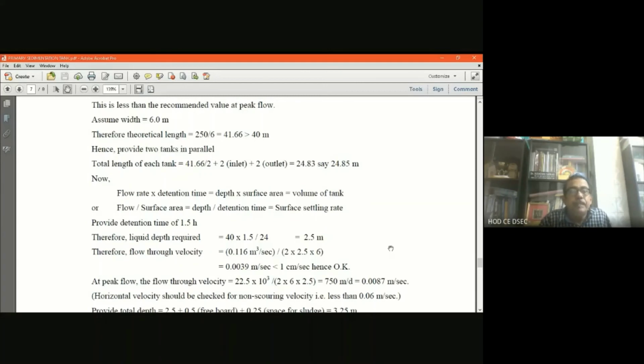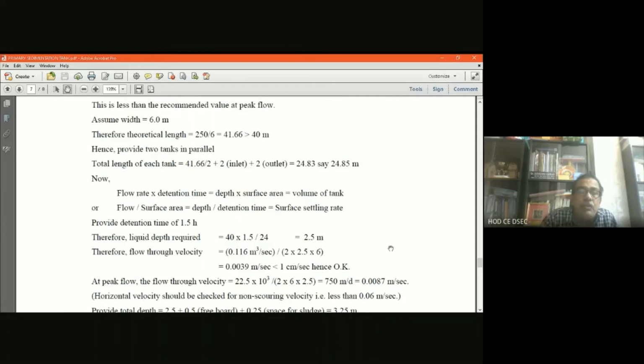Fine. Now consider the detention time is 1.5 hours. So what will be the liquid depth? From that equation, the liquid depth is the detention time, that is 1.5 divided by 24 in terms of day, into the 40, where 40 is the length.